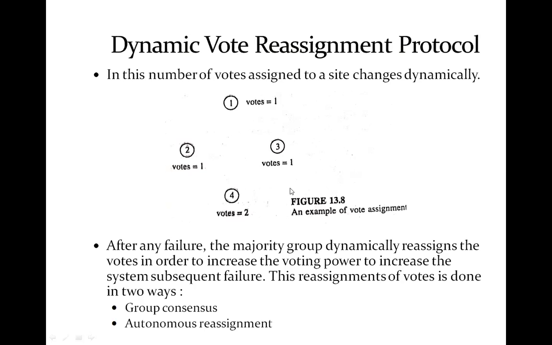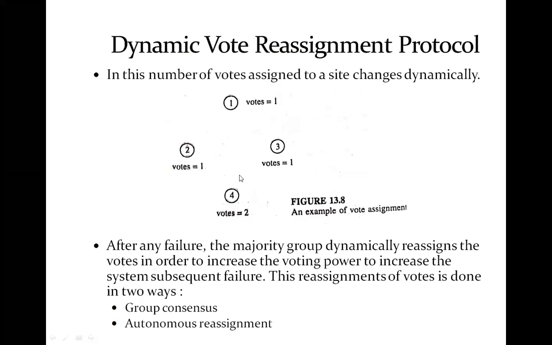We are able to reduce the likelihood of the above situation by increasing the number of votes assigned to the group 1, 2, 3 before the second partition or failure occurs. It is done in such a manner that after any failure, the majority group, that is 1, 2, 3, dynamically reassigns the votes in order to increase its voting power and increase the system's chances of surviving subsequent failures.